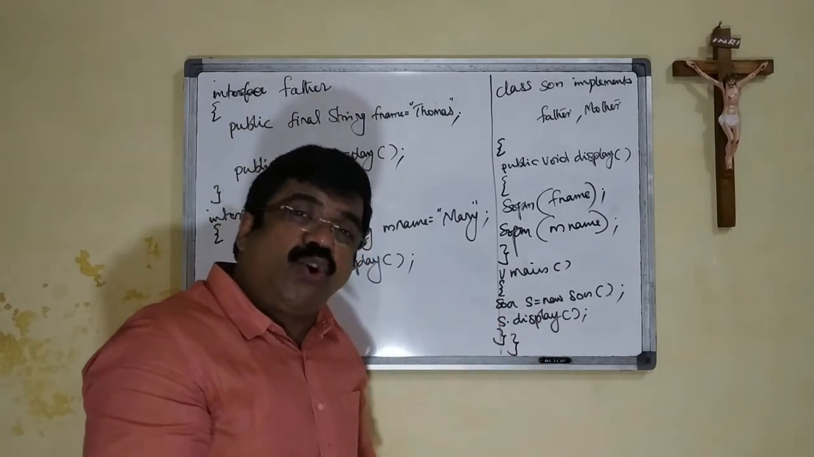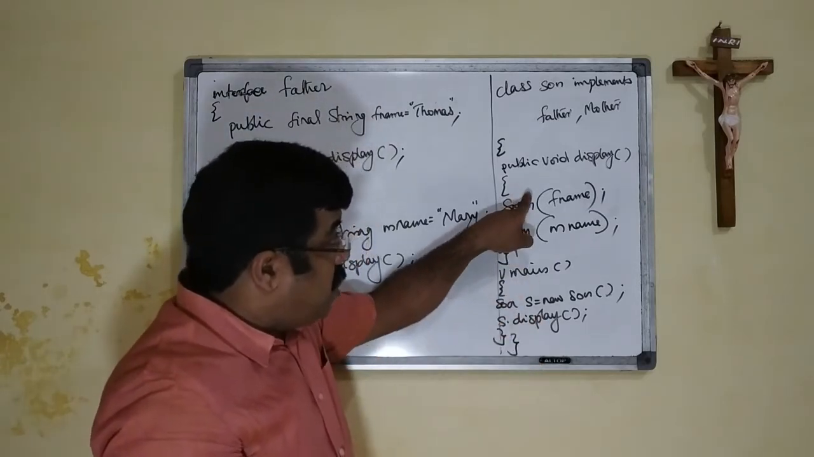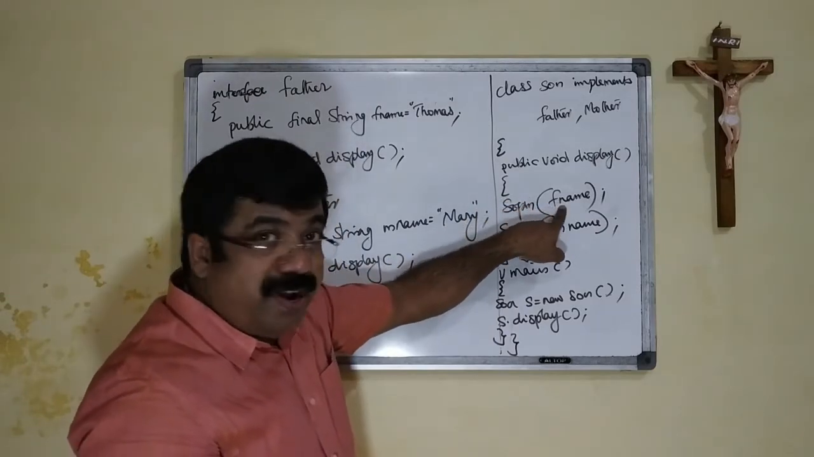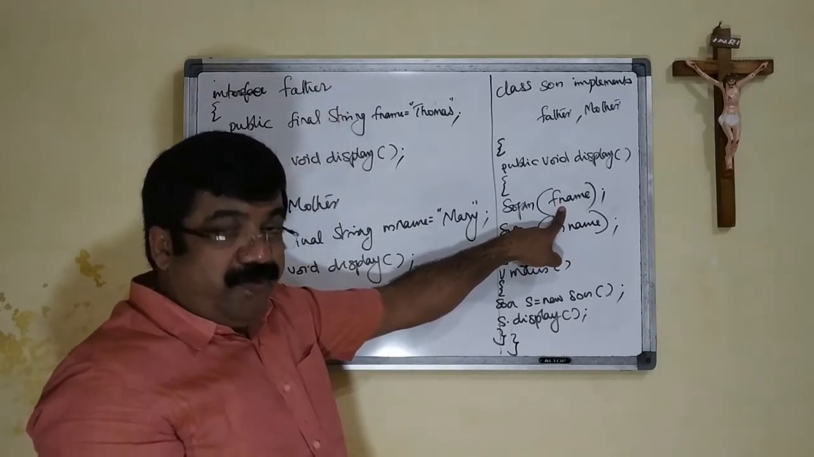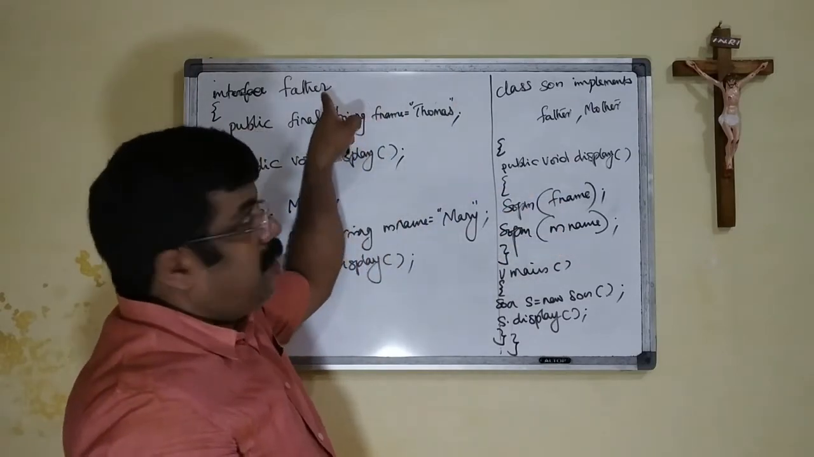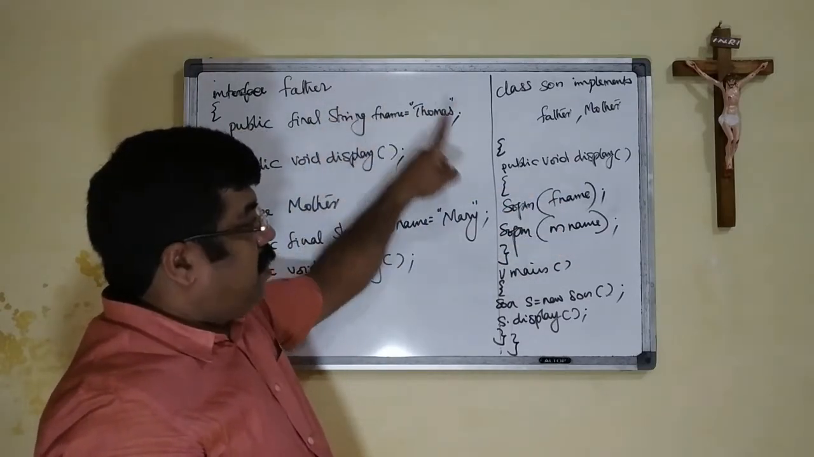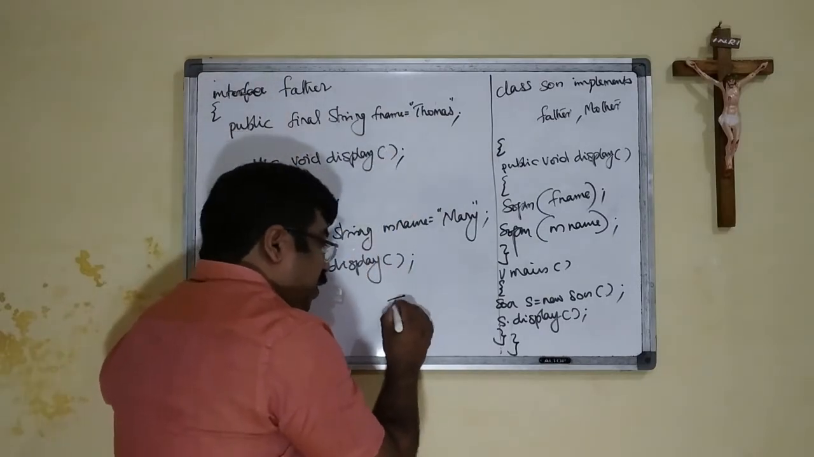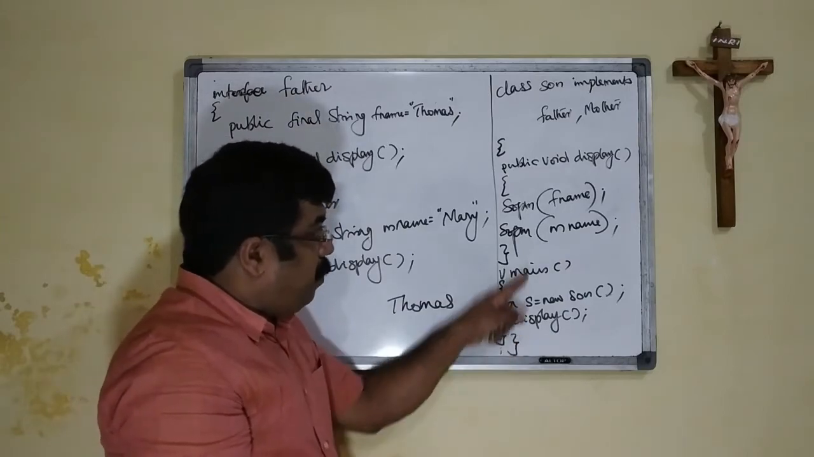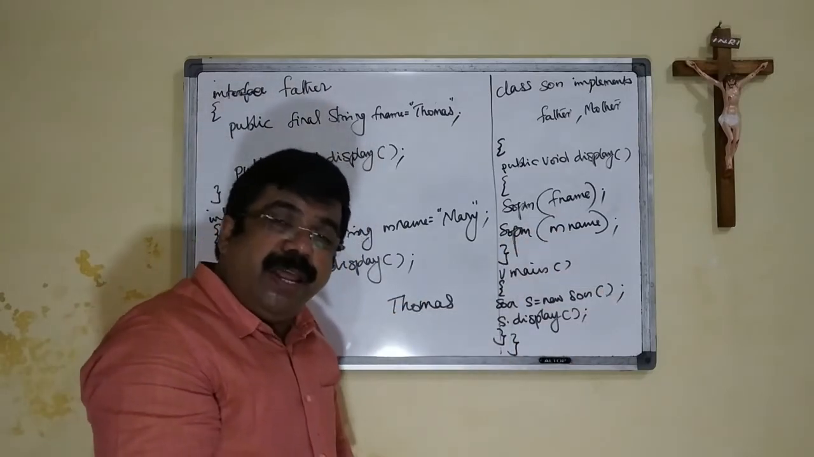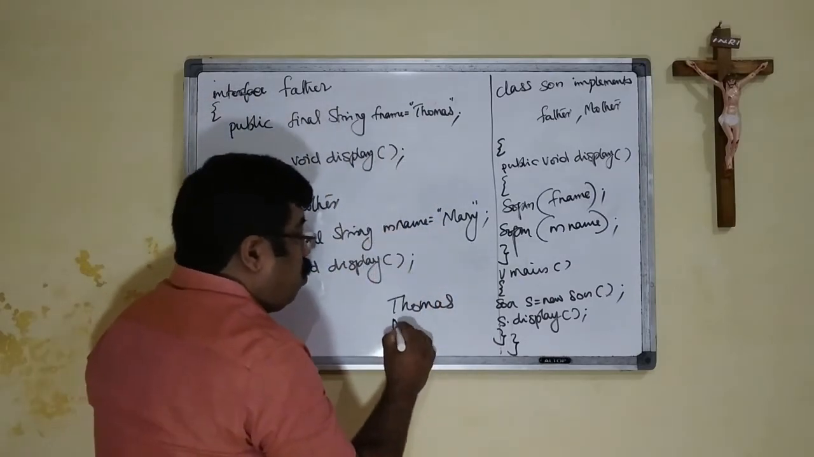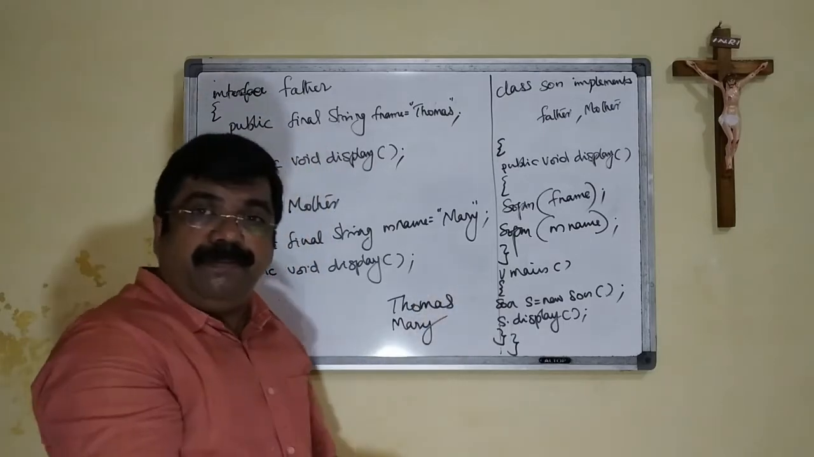When s dot display is called, it will go and call the current class display function. The current class display function will print the fname. From where do we have this fname? We get this fname from the base interface. What is printed there? We will get Thomas. Second one, we are printing println mname. It will print the mother's name, which is stored there, Mary.